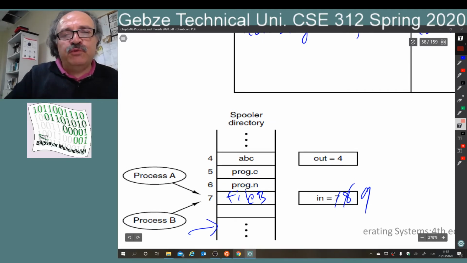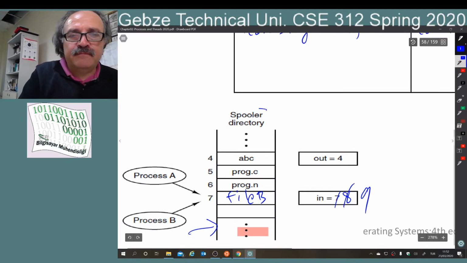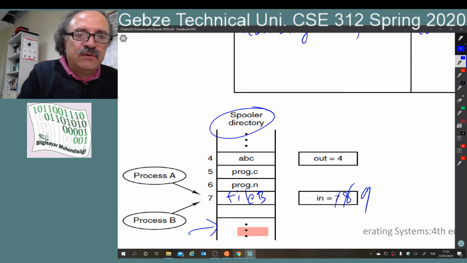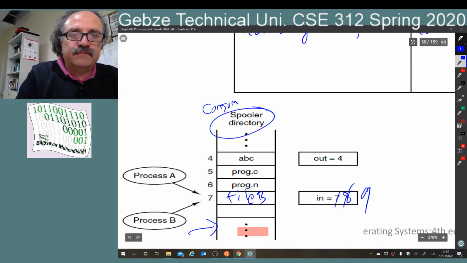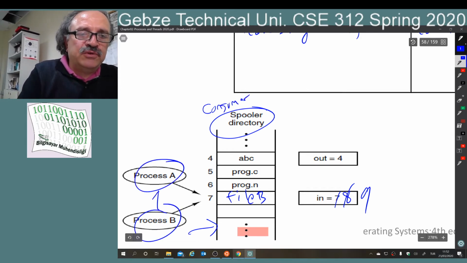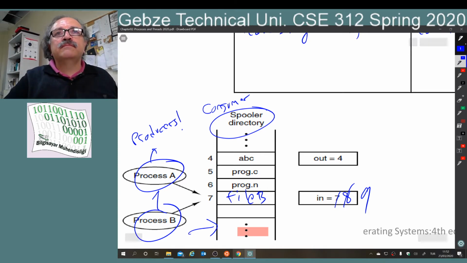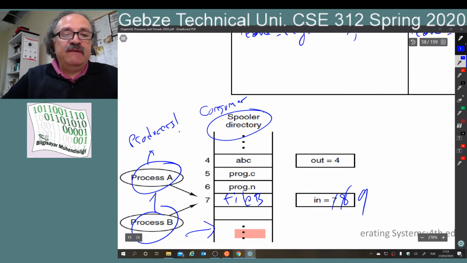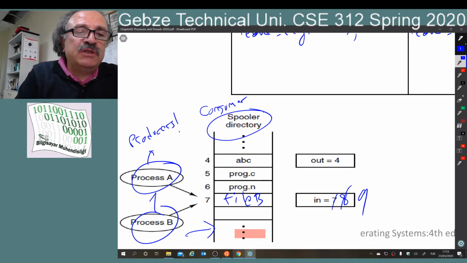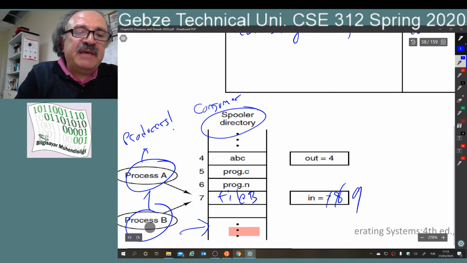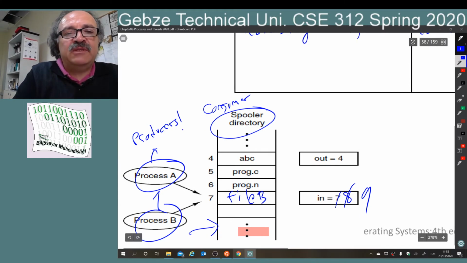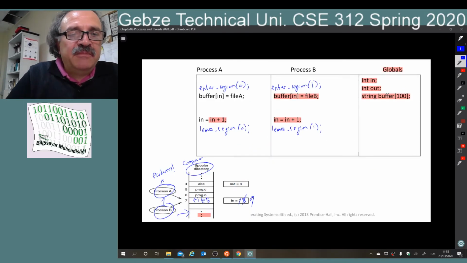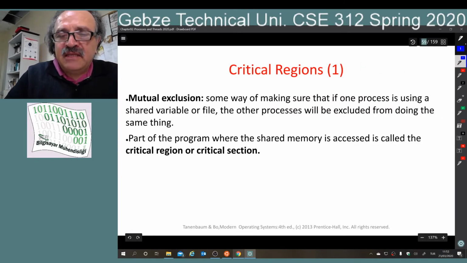The spooler is a consumer, and these two are producers. What we mean by producer and consumer: process A says that I like to print something, process B says that I like to print something, and this one serves them, it consumes them. So this is a typical producer-consumer example, and let's make this more general.